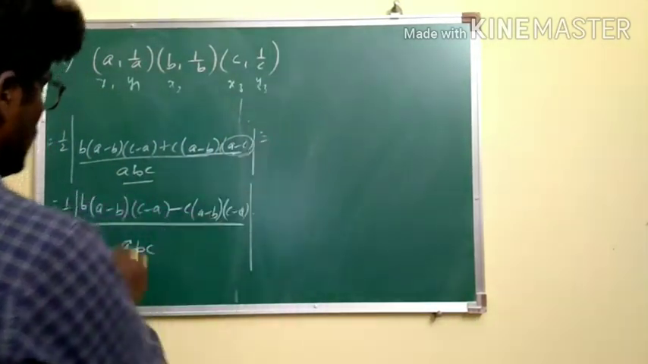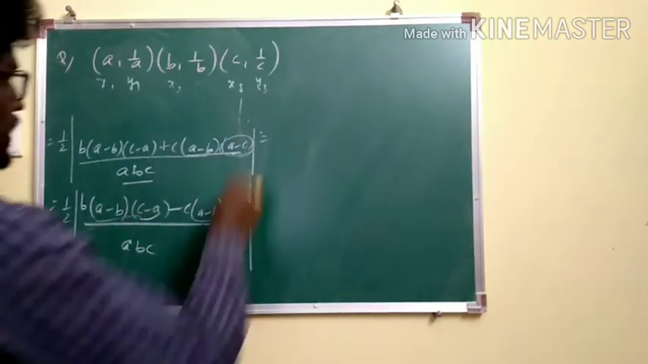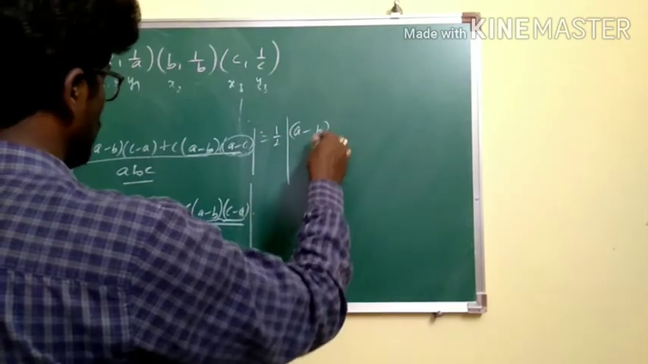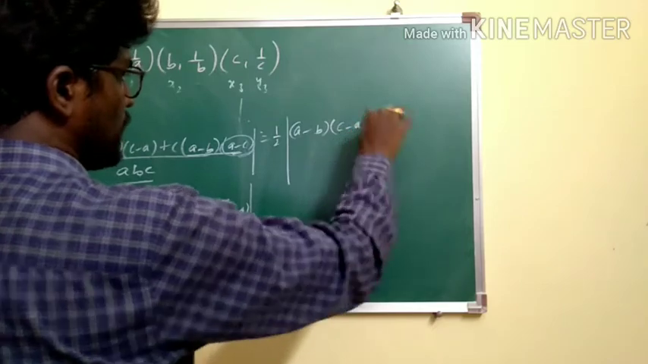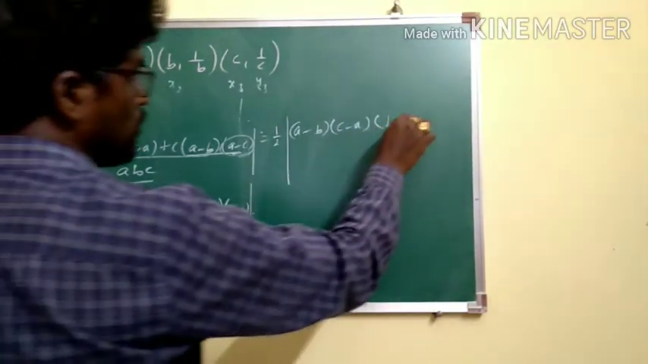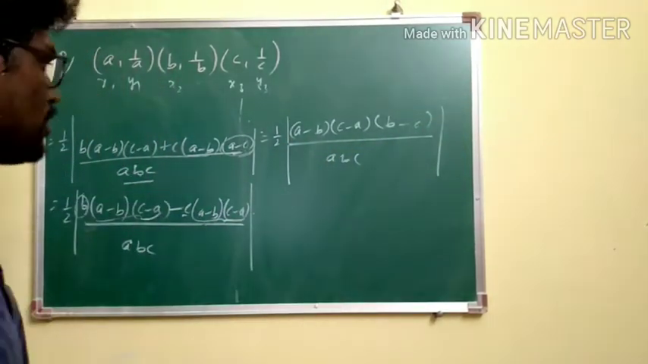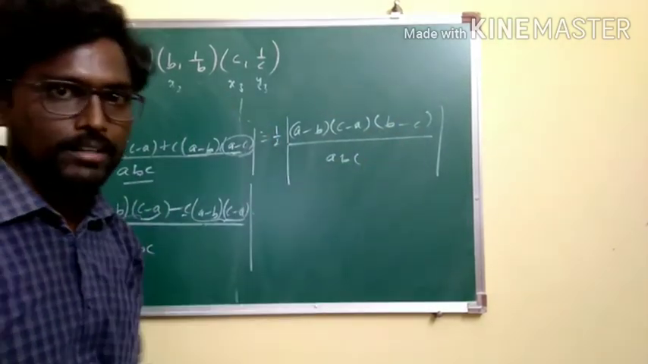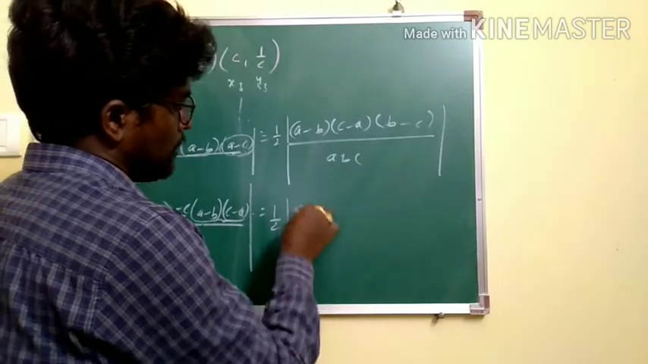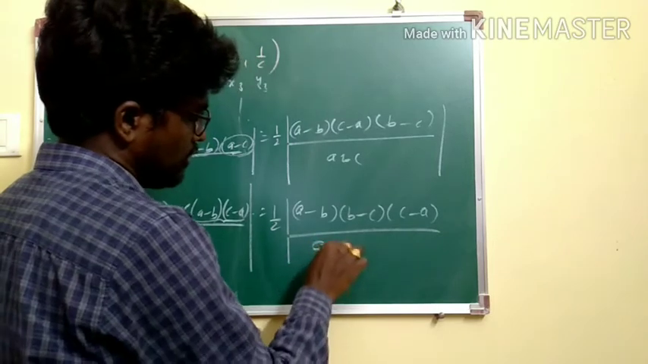Now these two terms are the same, means common in these two expressions. What can be done? We can take that as common factor. (A minus B) into (C minus A) into, here what is left? B is left, and here what is left? C is left. So B minus C by ABC. See how simply we could convert the expression into product format of factors. So that half (A minus B) into (B minus C) into (C minus A) by ABC.